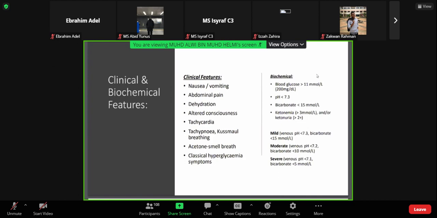Okay, biochemical, to diagnose, blood glucose must be more than 11, pH less than 7.3, bicarb less than 15, and there must be ketonemia. Okay, ketonemia means serum ketone more than 3 millimole per liter or ketonuria more than 2 plus. So the severity can be divided into mild, moderate, severe. Mild, pH less than 7.3 with bicarb less than 15. Moderate, pH less than 7.2, bicarb less than 10. And severe, pH less than 7.1 with bicarb less than 5.